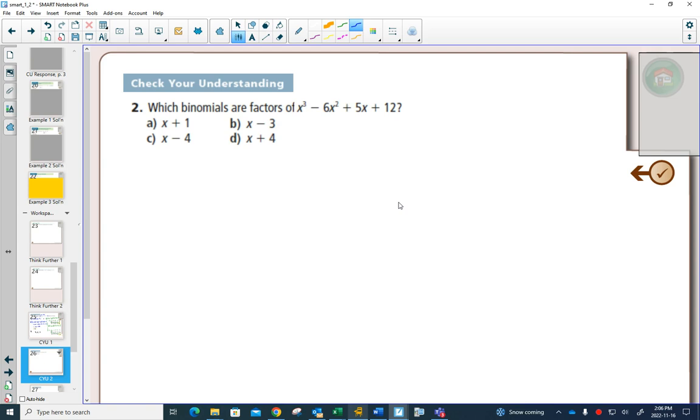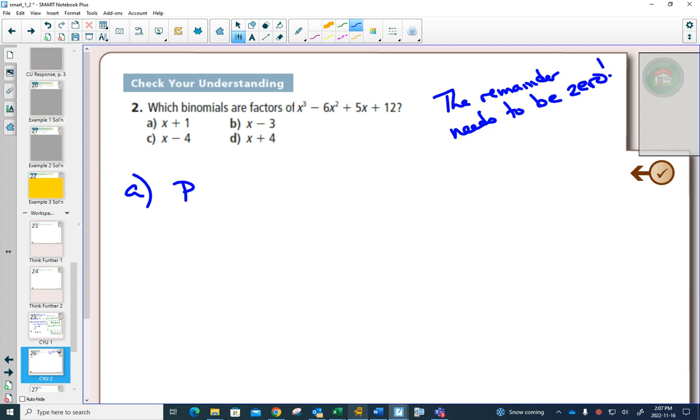Question number 2 asks, which of these are factors? If they're going to be factors, the factor theorem says the remainder needs to be 0. How do we find a remainder? We could find a remainder either with the remainder theorem or with synthetic division. So for the first one, this would be the only one of these 4 where I would say remainder theorem and synthetic division are about equal.